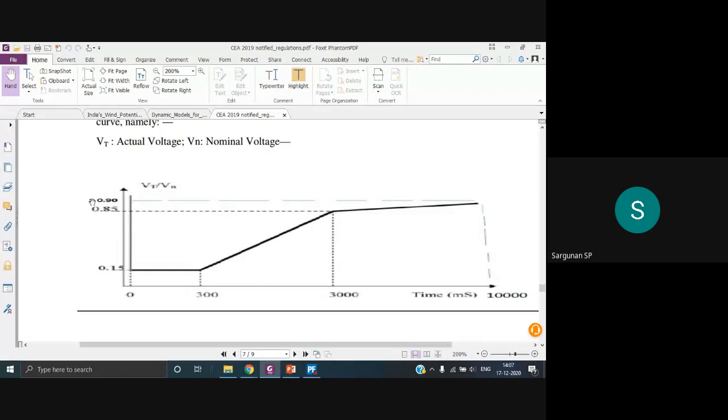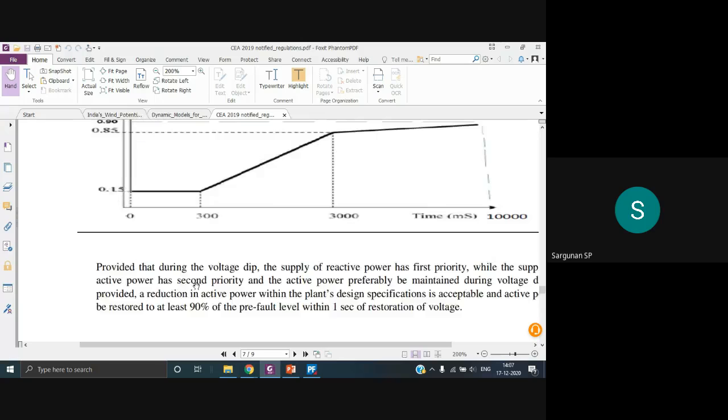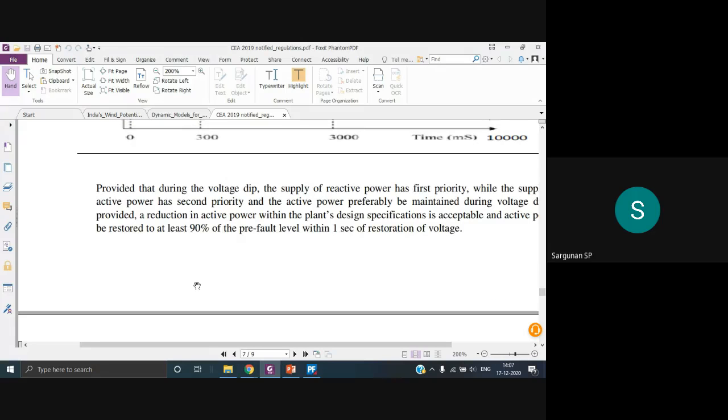And similarly, if it is 0.85 per unit, you need to remain connected for about 3000 milliseconds, nothing but 3 seconds, right? So you need to remain connected for about 3 seconds. And not only remain connected, you need to also supply the reactive power to the system. So that is what you will be basically seeing with the help of DIgSILENT PowerFactory. I will just show you that now.